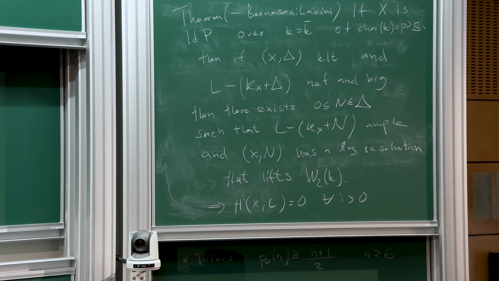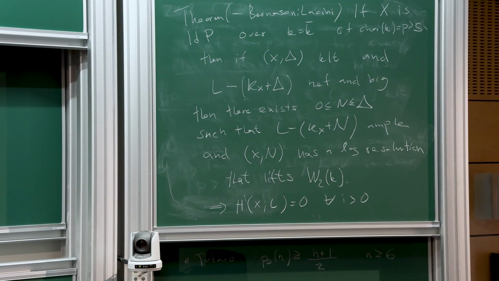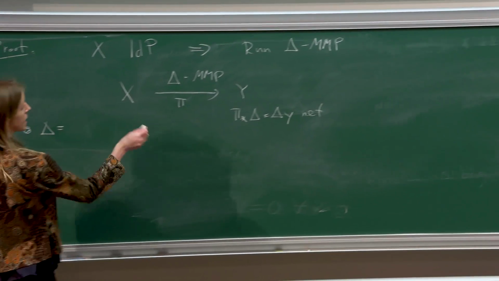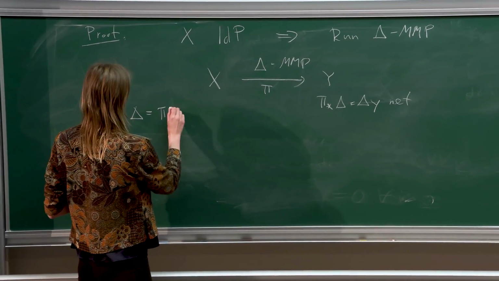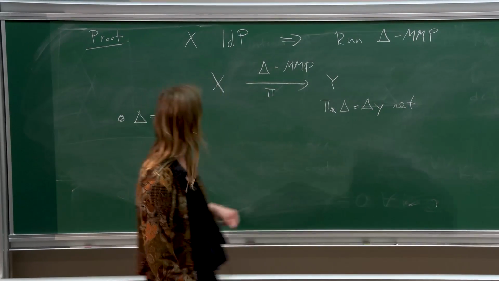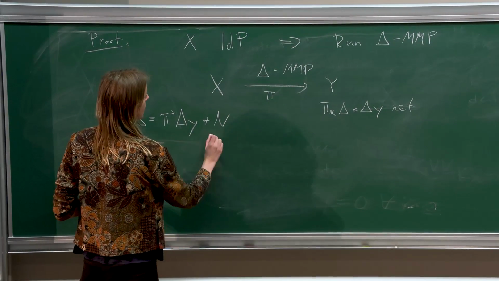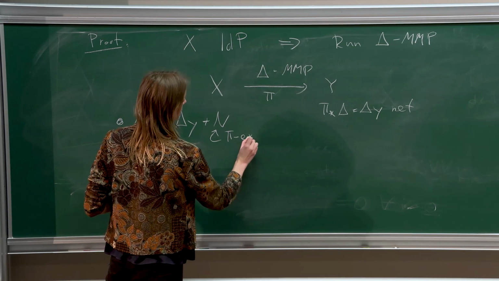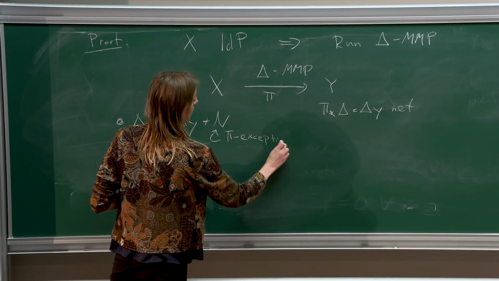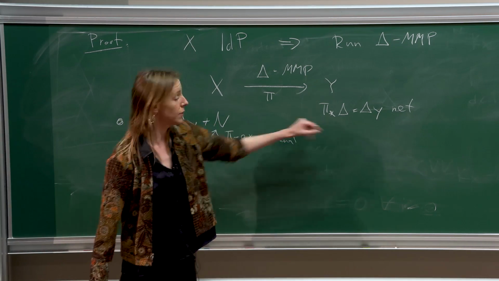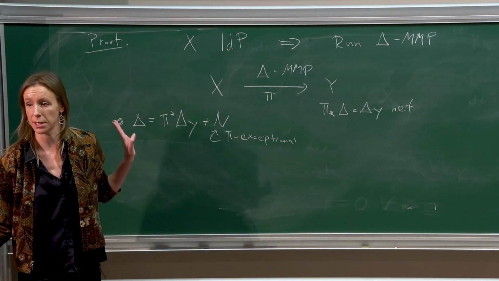Okay, now our delta, we can write it as the pullback of this delta_Y plus some N, and this N now is going to be pi-exceptional. So I'm just saying that delta is whatever survived plus something that was contracted. That's it.